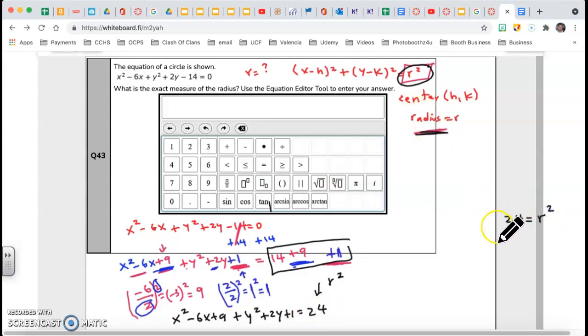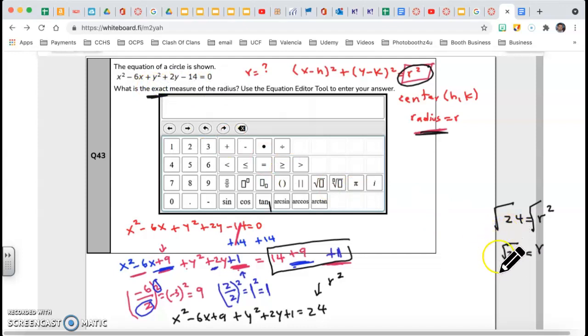They're asking me for the radius, so take the square root. Therefore, my radius is the square root of 24. Let me see if they're asking for anything in particular. What is the exact measure of the radius? Exact means you have to keep the radical.